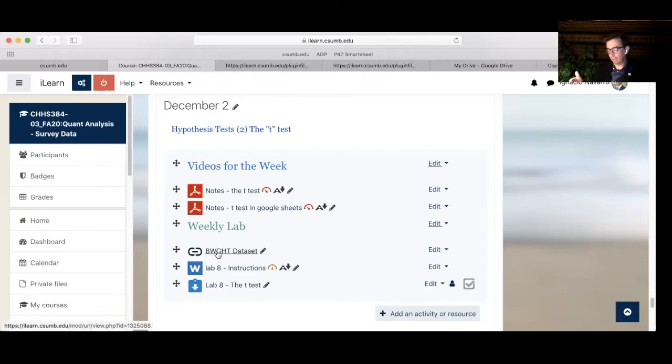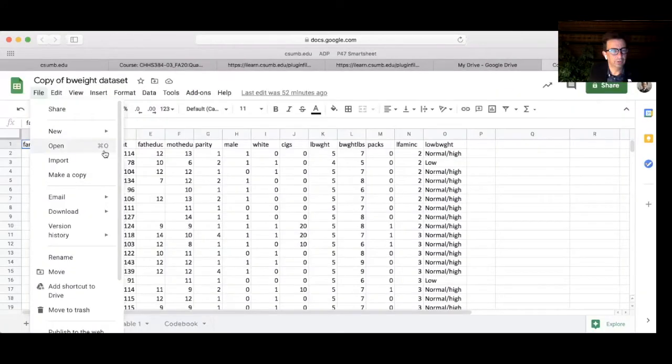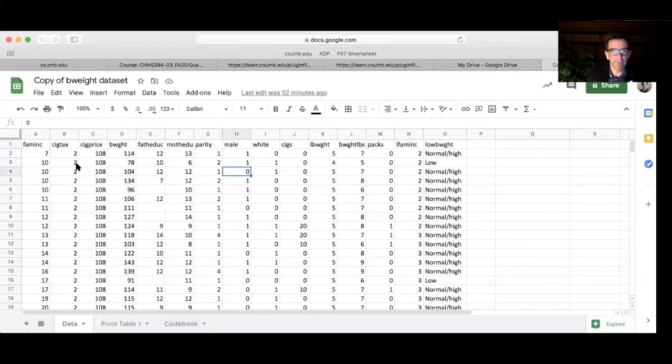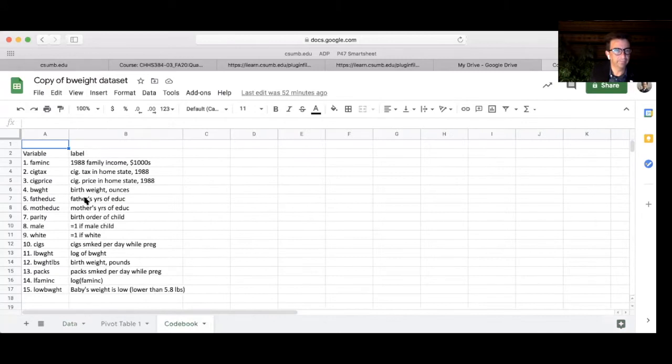The weight at birth is a very good predictor of a baby's health. Social workers and doctors are very interested in a baby's weight to see potential complications or potential needs that a family may have, right? So I am looking at the data set right now, and I have the code book here.